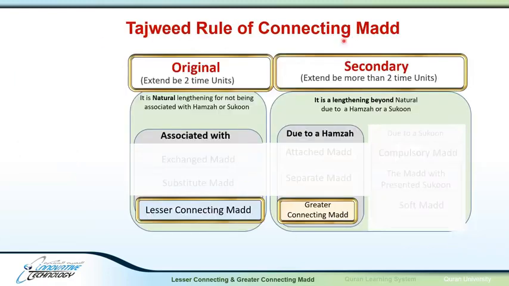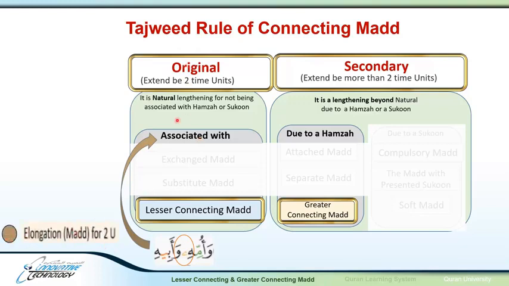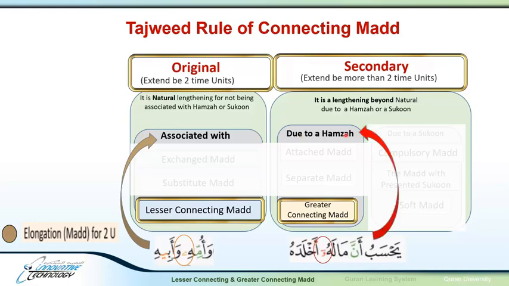So the tajweed rule for both. In case of lesser connecting med, as in ummihi wa abih, it is brown because it's associated with the original, and is given the color brown and an elongation of 2 units, that of the original or natural med. While in the case of the greater connecting med, as in the example ma lahu akhlada, the ha here is followed by a hamza and it is a type of secondary med, and accordingly it's given the color bright red, which is indicating the elongation for 4 to 5 units.